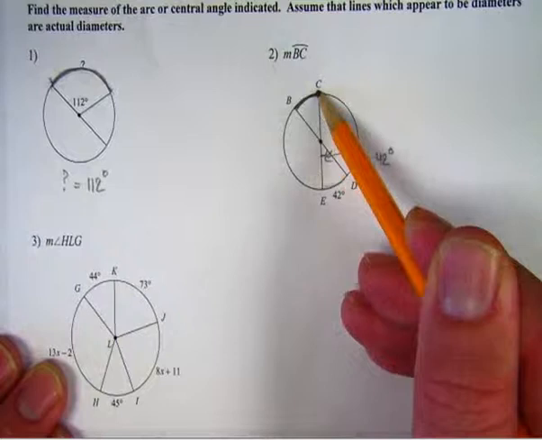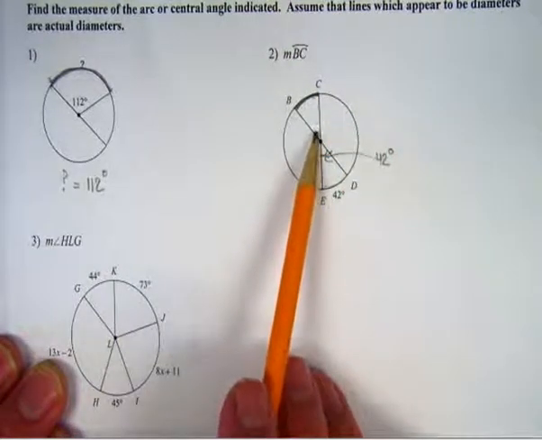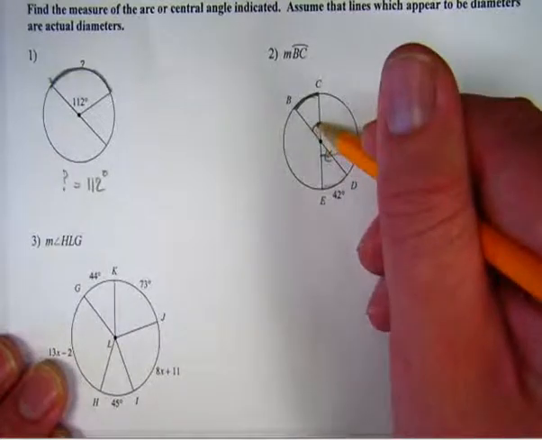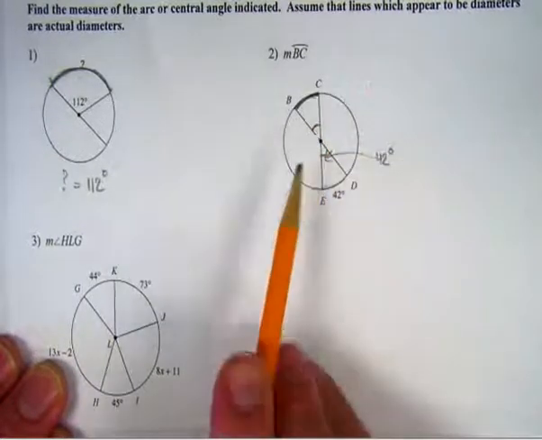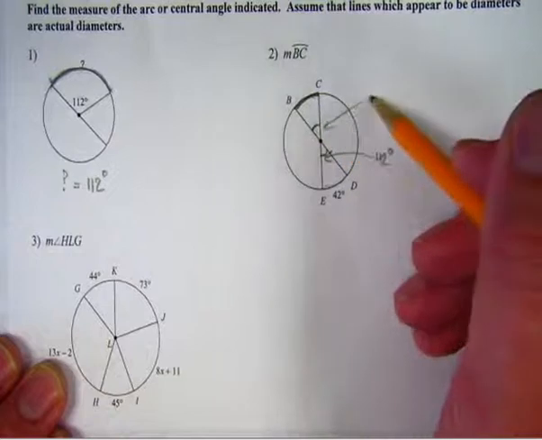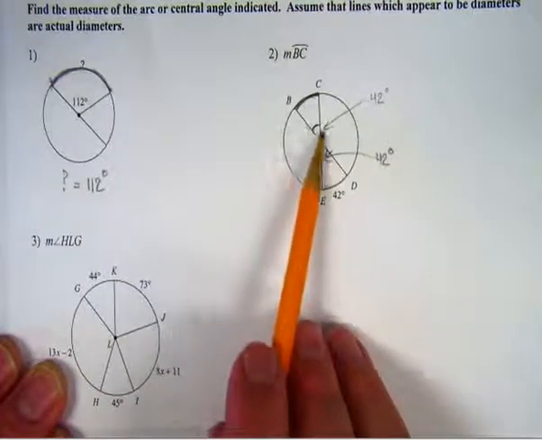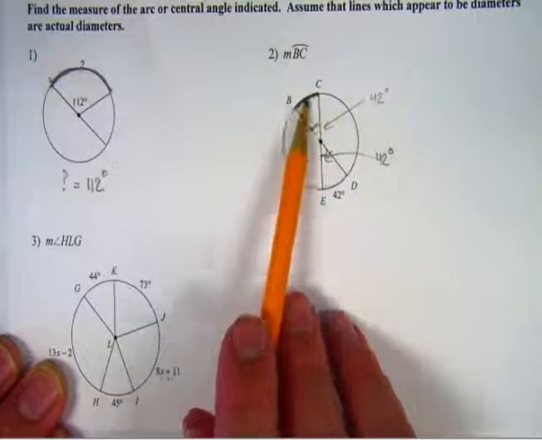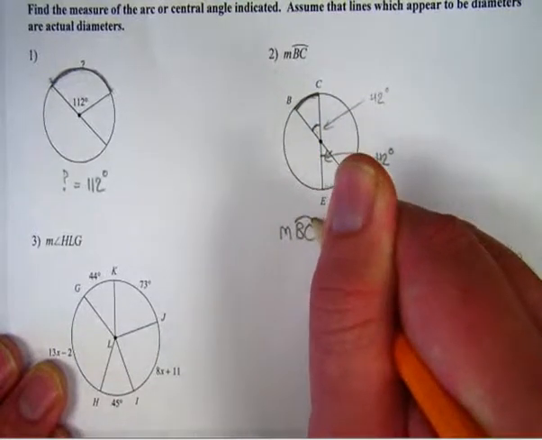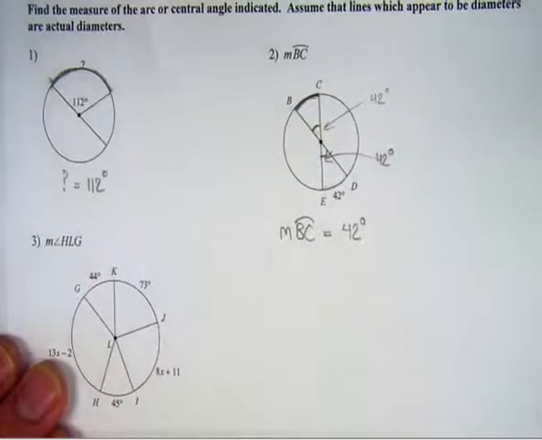Well, that's over here. Well, in order to know the measure of that arc, I need to know the measure of that angle. Fortunately for us, these are vertical angles. So whereas that one's 42 degrees, this one's 42 degrees as well. And if that is 42 degrees, since it's a central angle and it intercepts arc BC, we can say that the measure of arc BC is going to be equal to 42 degrees.